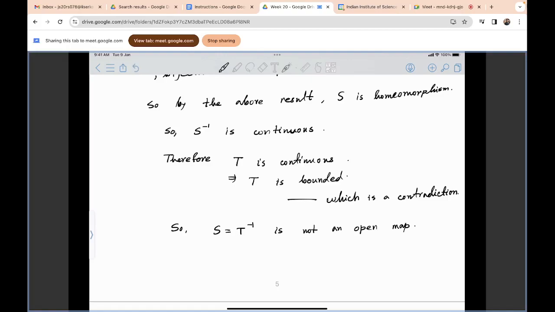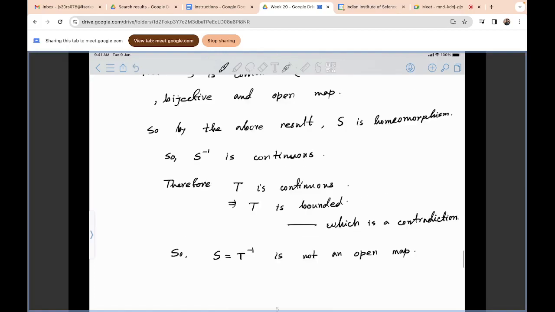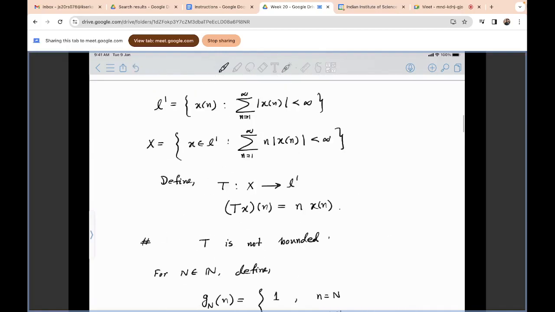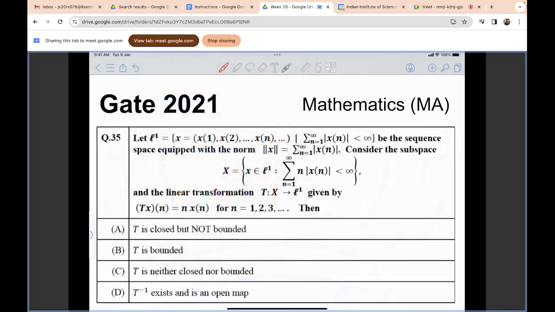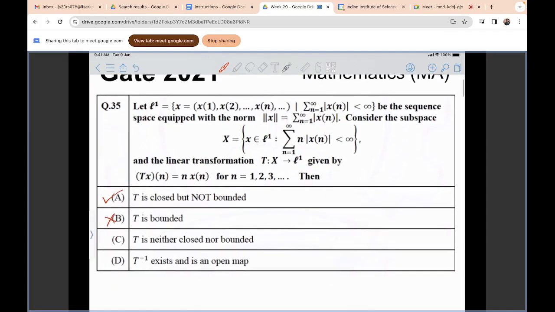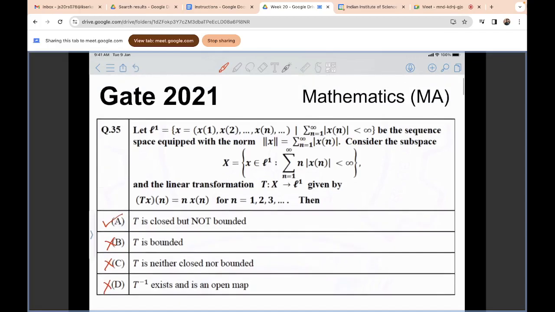Okay, so now let's see which option is correct. T is closed but not bounded, that we have shown, so A is correct. T is bounded, so this is not true, B is false. T is neither closed nor bounded, but T is closed, so this is also false. T inverse exists and is an open map, but T inverse exists and is not an open map, so D is also false. So only A is the correct option.